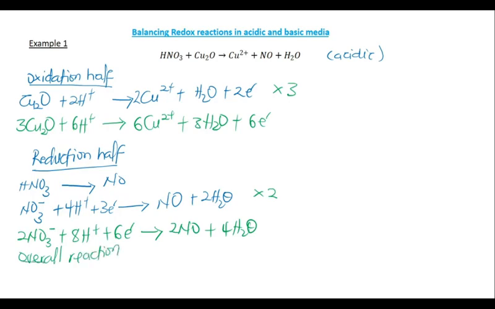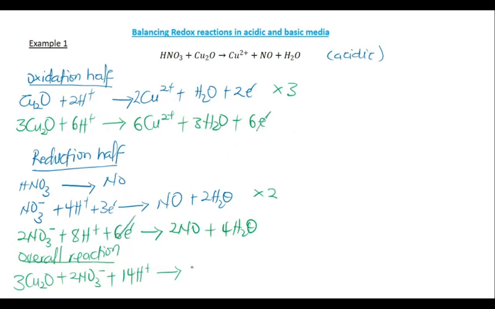So for the overall reaction, we just add the ones that are in green over here. So we write 3Cu2O plus 2NO3 minus, then plus, we have 6H plus over here and 8 over here, so it gives us a total of 14H plus. Then the electrons will cancel out. We don't have electrons in the system again, they will cancel out.